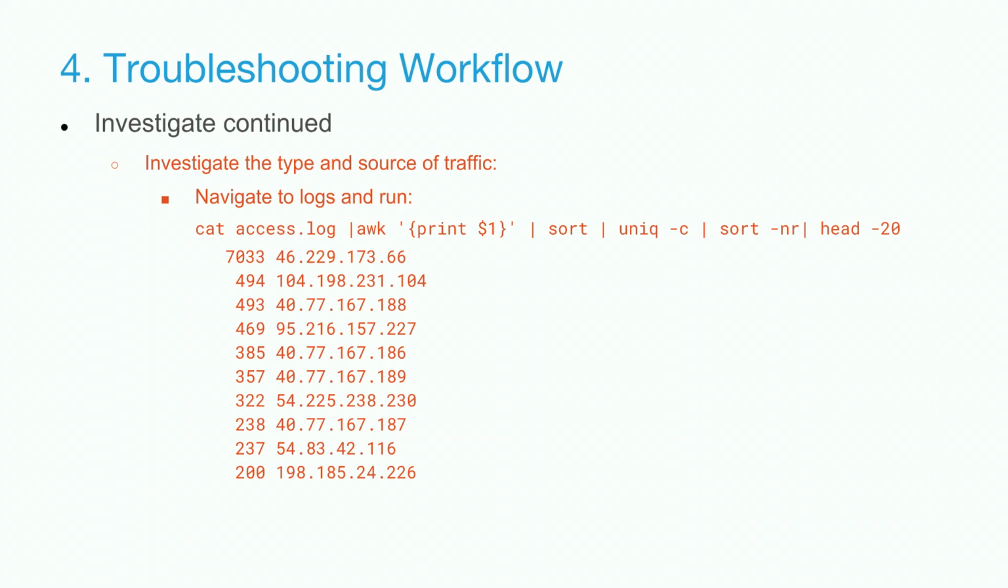So this stands out pretty clearly, right? If your number 2 IP address hitting your site with the most requests is 494 in a given amount of time, and the top one is 7,000, obviously that's an outlier, right? So we need to immediately look at 46.229.173.66. Something's going on with that.